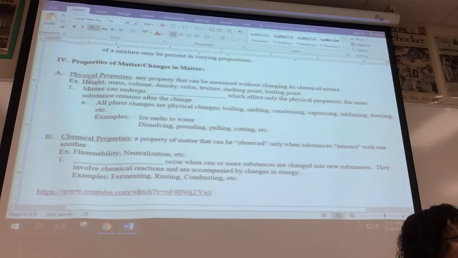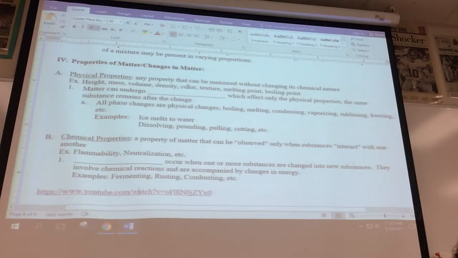For example, a person's height or the length of magnesium ribbon, the mass of the pennies from the first lab you did, the volume of the pennies by water displacement, the density, the color of a substance is a physical property. You can see that without altering the chemical nature of the substance. The texture, is it smooth, is it rough? They talked about luster or shine.